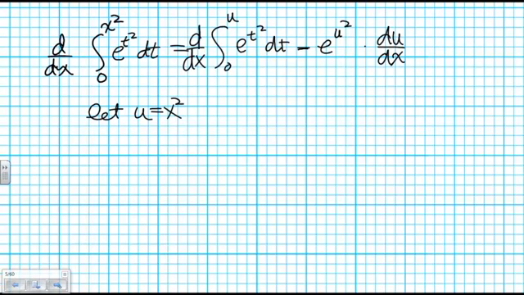I get a chain rule. Isn't that what happens when we have a function inside of a function? We have a chain rule. The u is really x squared, so it's e to the x squared squared. And then my chain rule is, what is the derivative of u with respect to x? In that case, it's 2x. Or e to the x to the 4th times 2x.